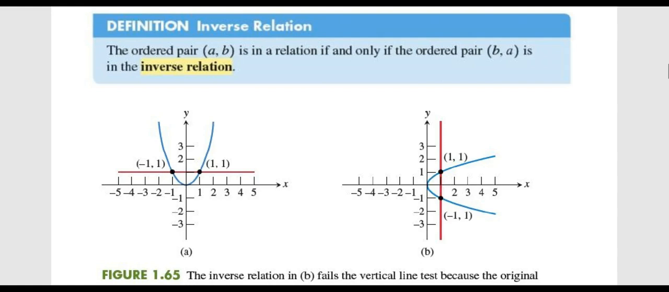So if you reflect that across the line y equals x, what kind of line does a horizontal line turn into? A vertical one. Which is why the horizontal line test can tell you something about the inverse and whether it will be a function or not.